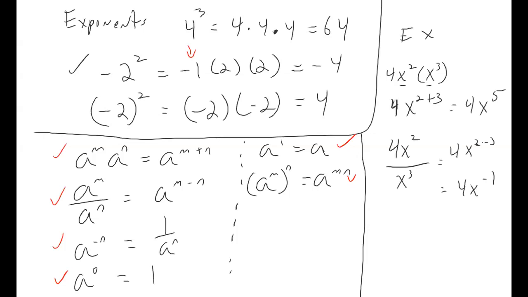The negative tells me I flip it. Now this is where you have to be careful. The negative is only on the x. So I don't flip the 4, I just flip the x, and it becomes 4 over x.